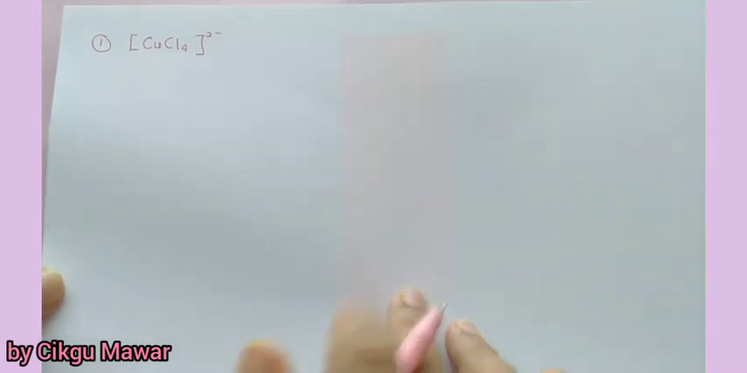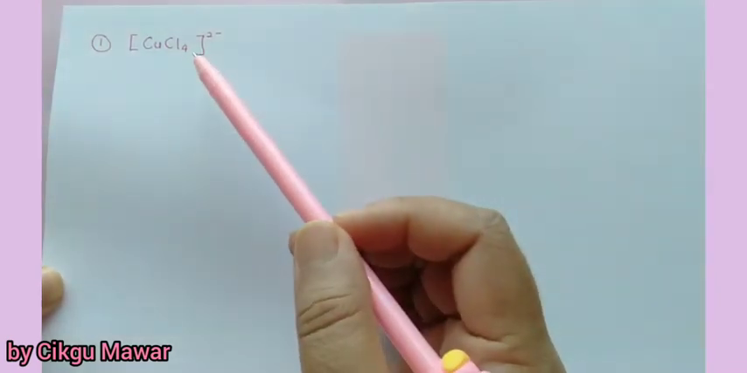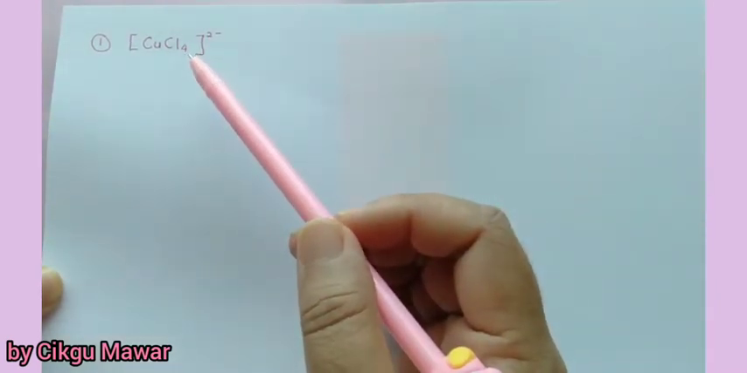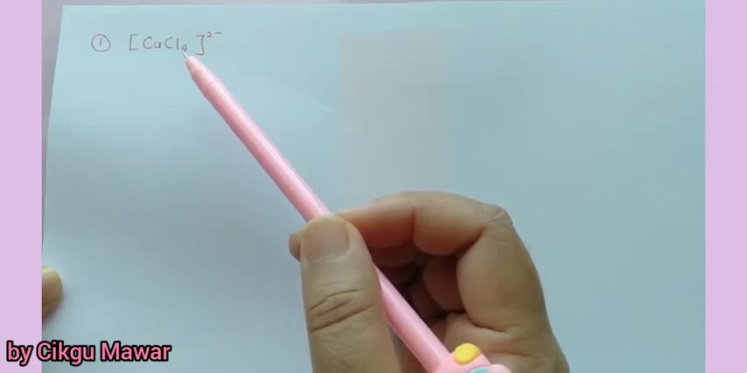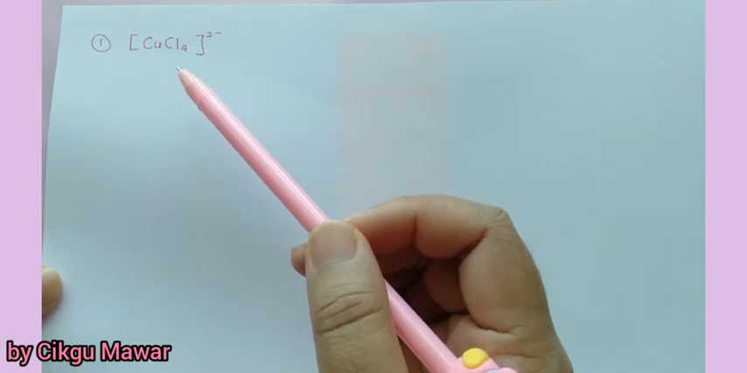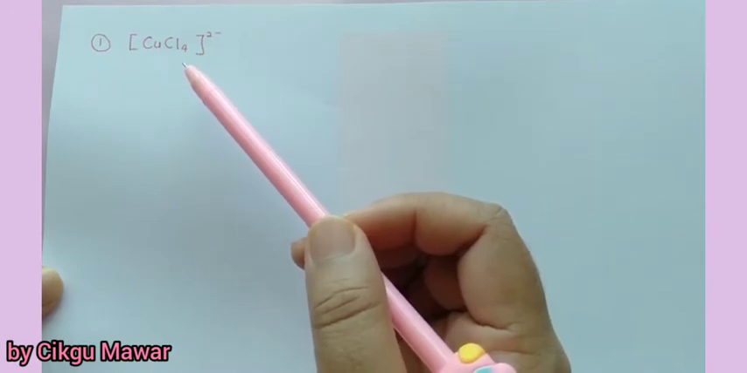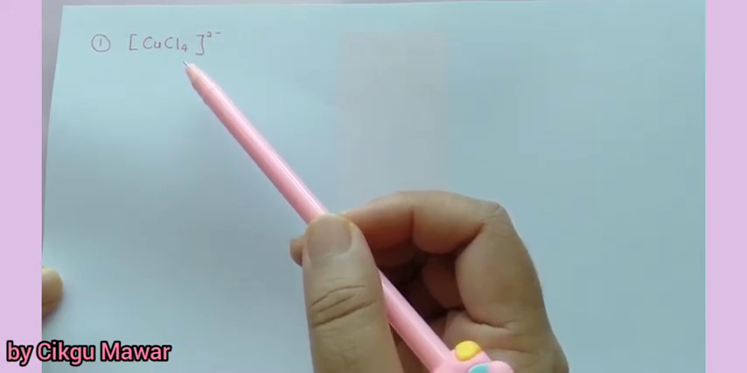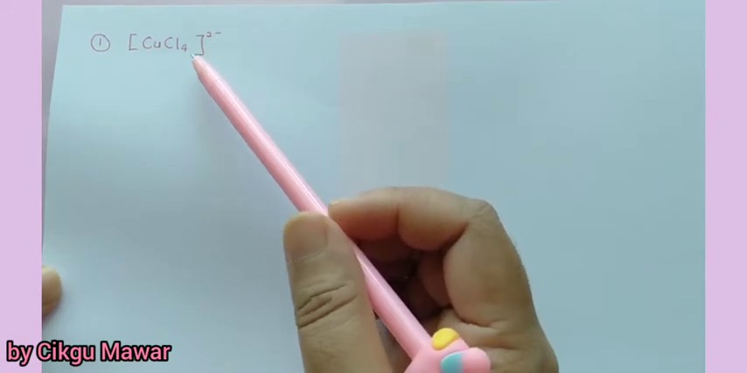Now I want to show you how we write the formation of a complex compound. The given is an anionic complex. Since this has a coordination number of 4, it has two possible shapes. Maybe it will form a tetrahedral shape, or it will form square planar. So it depends on the ligand given.